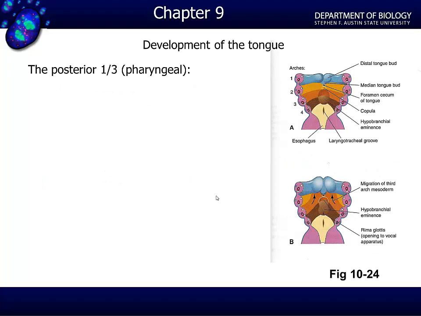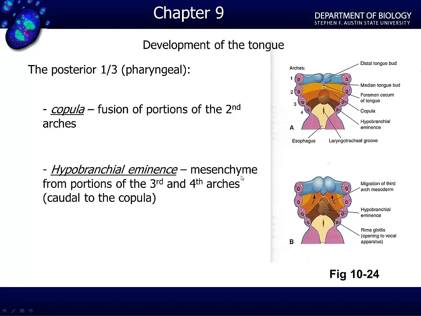Now, the pharyngeal portion of the tongue, this posterior 1/3, is going to be derived in part from second arch tissue, and there is the structure that we know as the copula. This is going to be second arch tissue. But we're also going to have this structure known as the hypobranchial eminence. You can see this is going to be somewhat of an egg-shaped structure, and it's going to be contributed from third arch tissue and fourth arch tissue. It looks like the line is just going to this back part, but this is the entirety of this structure. It's a composite of third and fourth arch tissue.